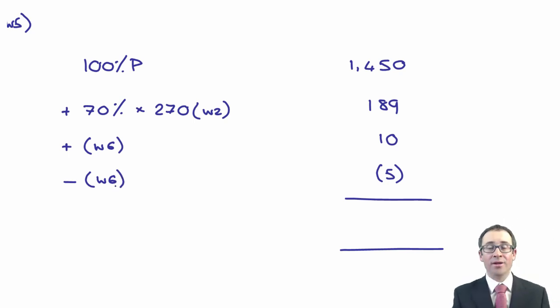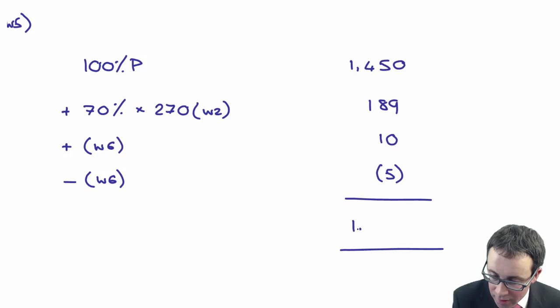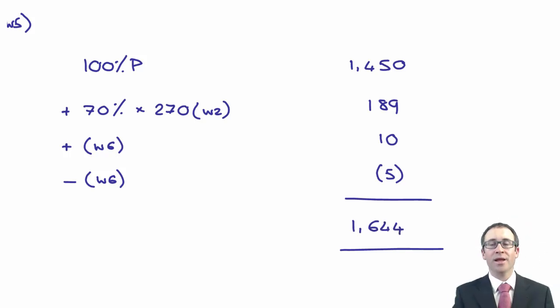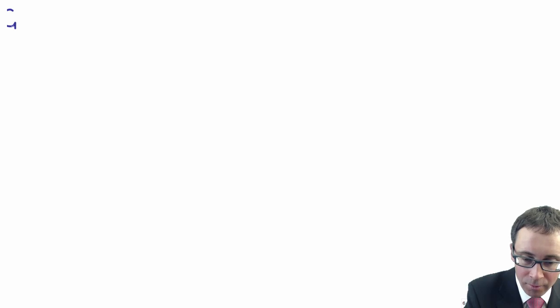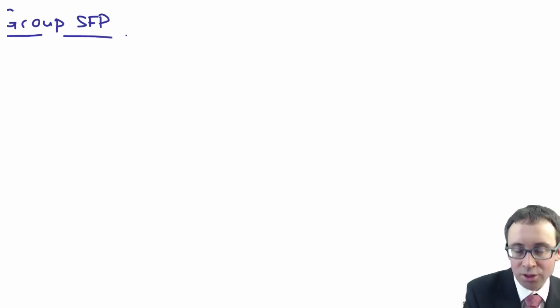Again, you don't need any detailed narrative explanation about what it is, just refer it to the working, because the marker can then see what you've done. So I think that gives me 1644. Okay, excellent. You've worked your way through the workings. There's no other additional information, so this is purely just testing the group knowledge that you have. So what we can do now is the group statement of financial position.